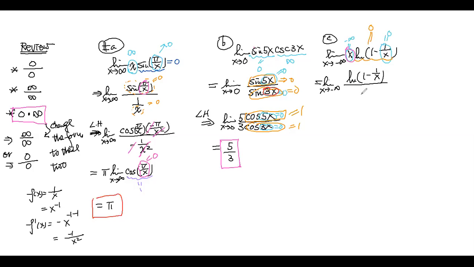So you flip this one, it becomes 1 over x. Now you can see this one will become 0, and this one will become 0. Then I can use L'Hopital's rule. Okay, so let's do L'Hopital's rule one more time.